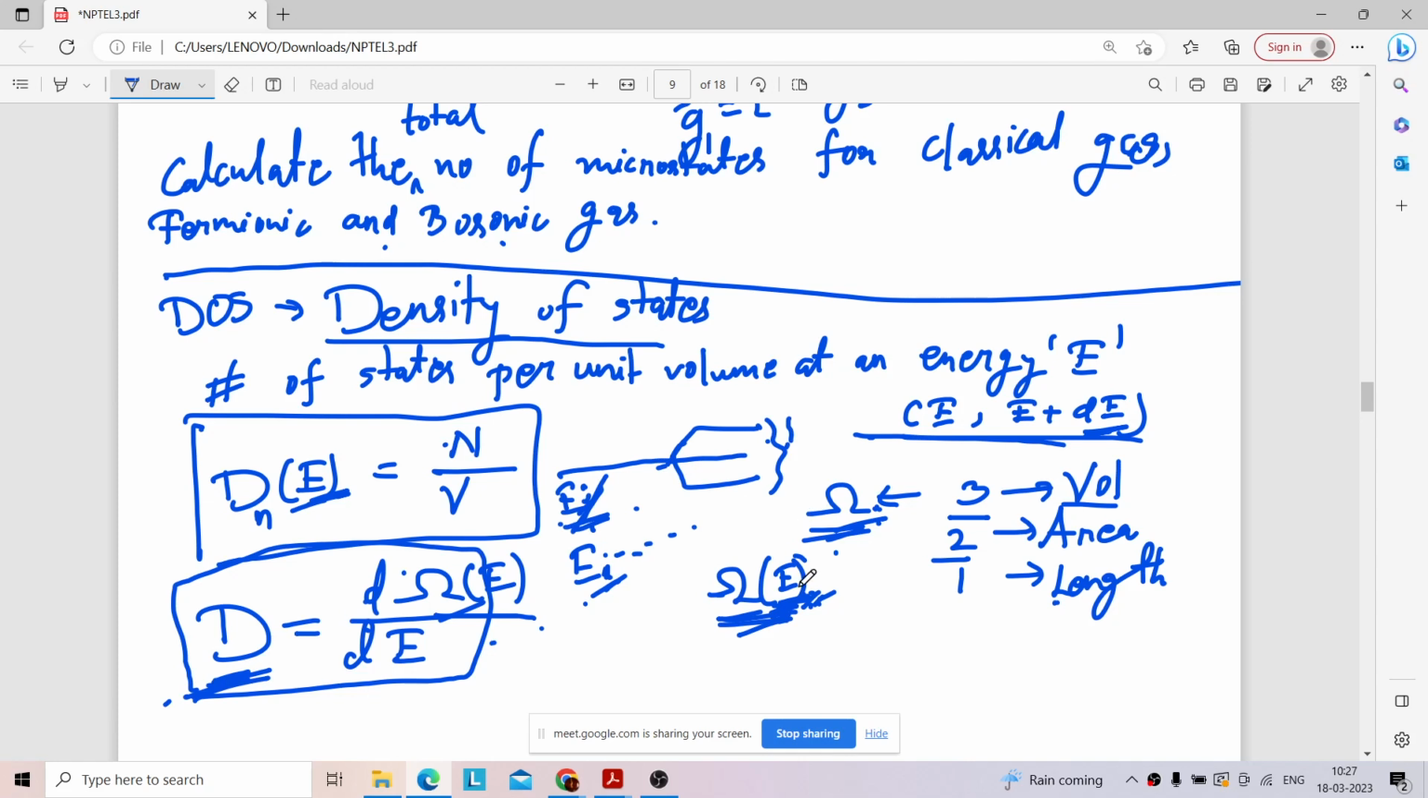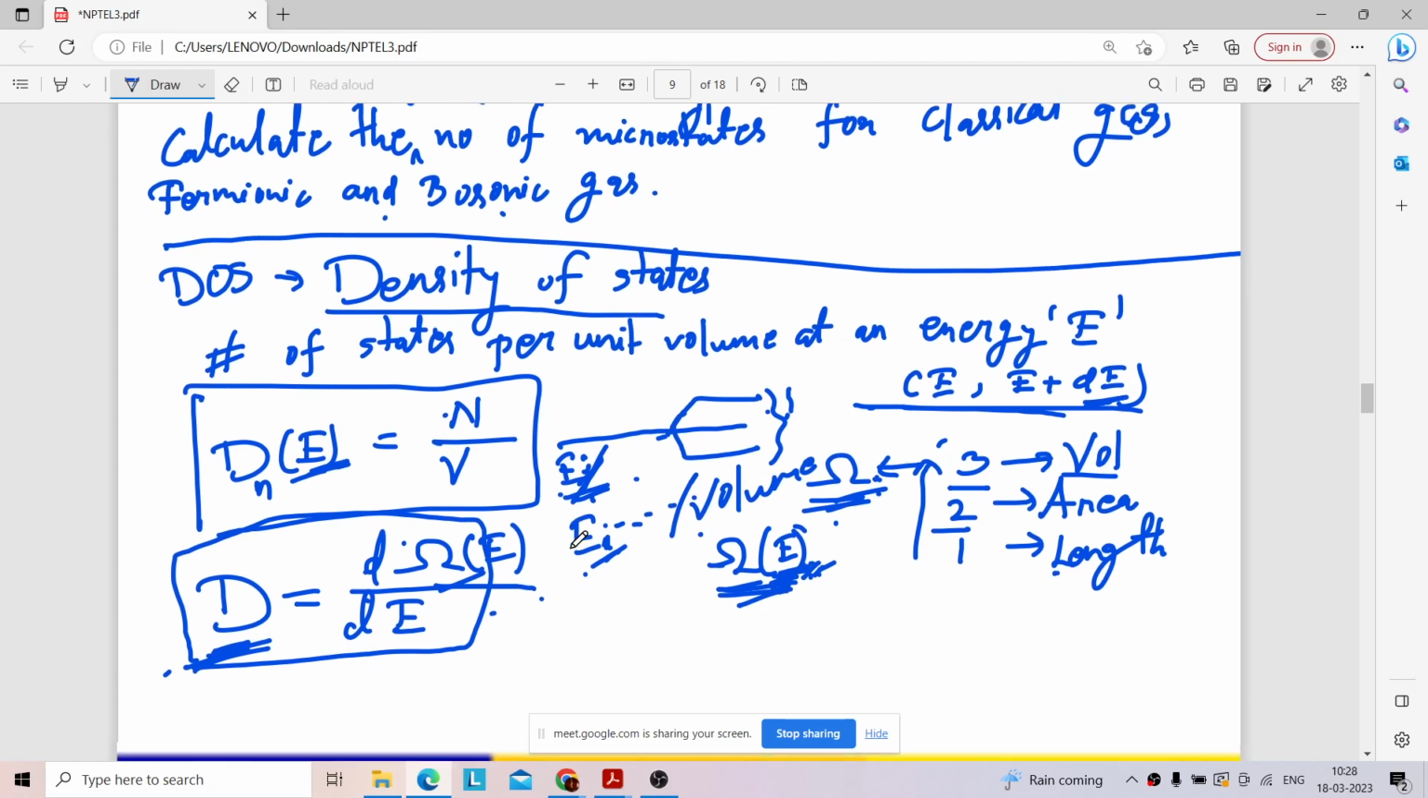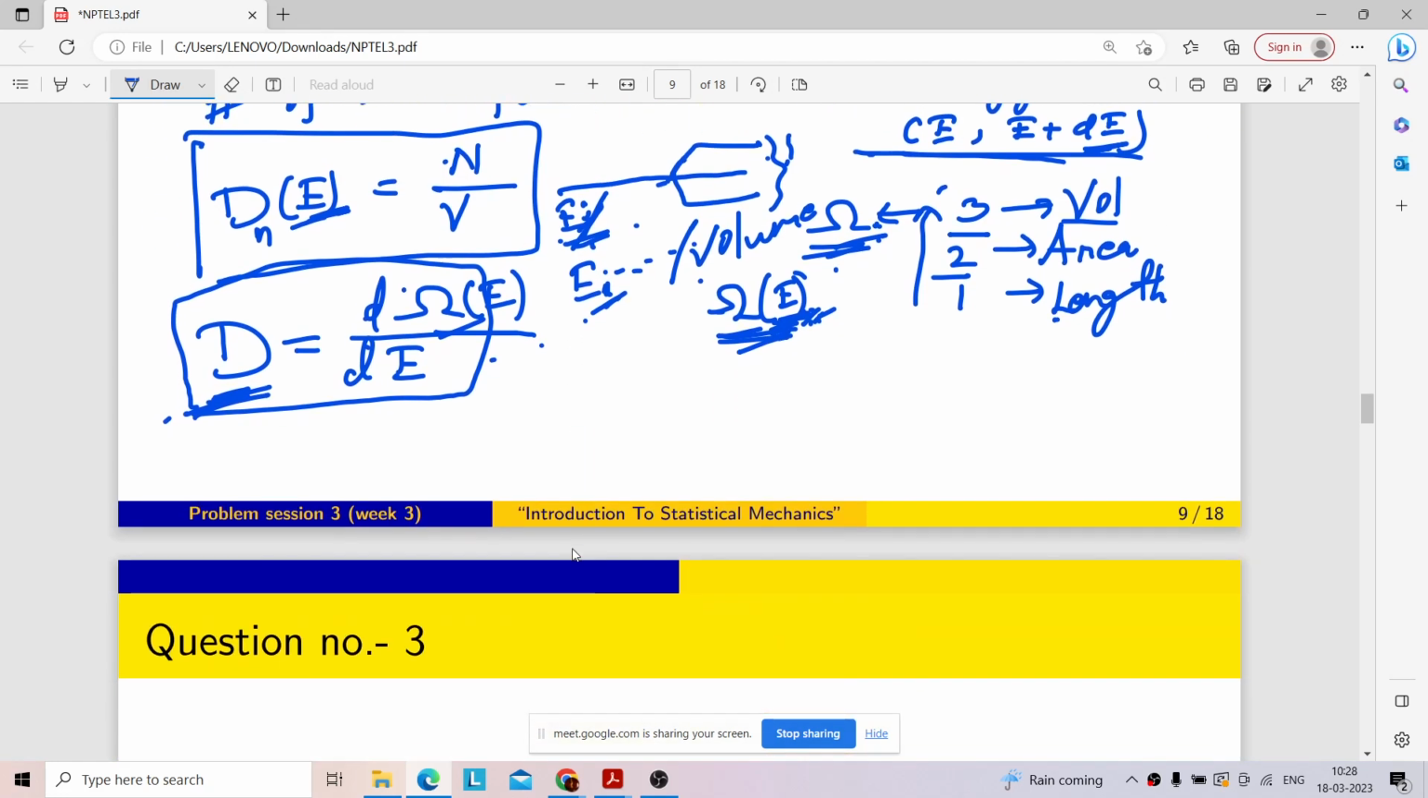And as we are going general, I can go to three dimension also. Then I have to define this per volume, or for two dimension per area, or for one dimension per length. So I have defined this.